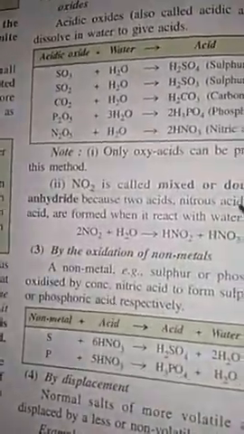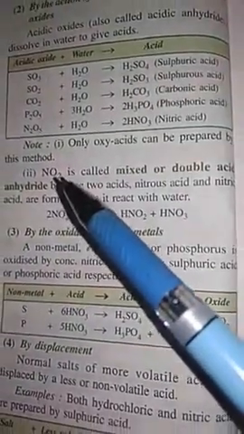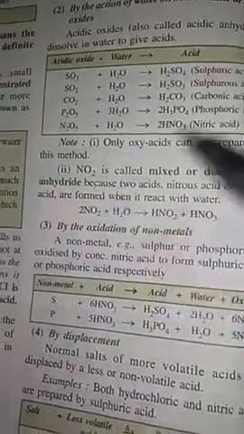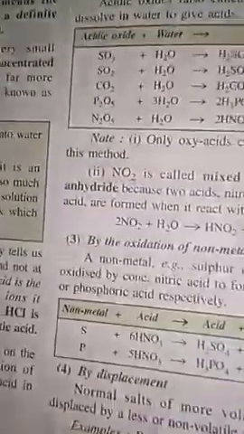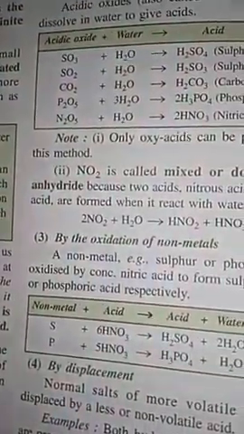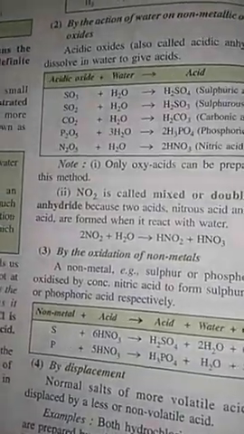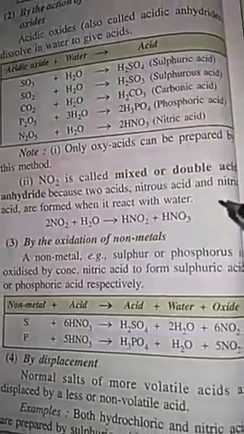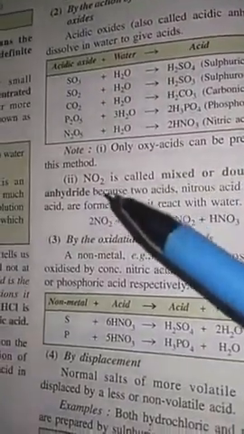Therefore, sometimes you can be asked in the board exam why nitrogen dioxide is called mixed or double acid anhydride. The answer will be very simple. Since nitrogen dioxide dissolves in water and forms both nitrous and nitric acid, therefore it is called mixed or double acid anhydride.